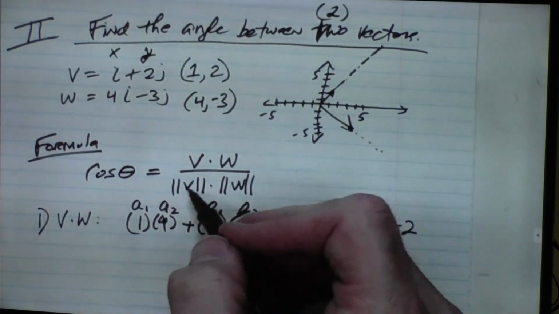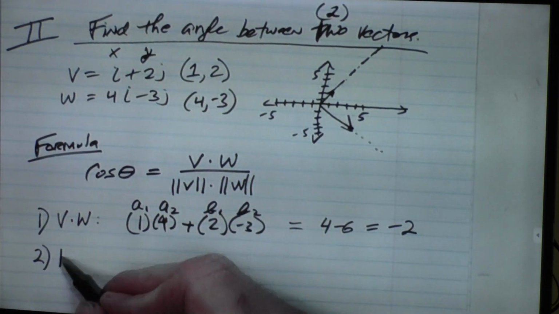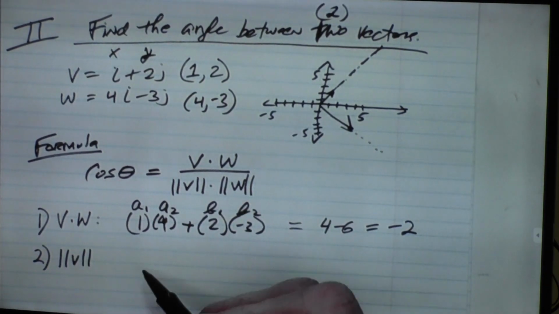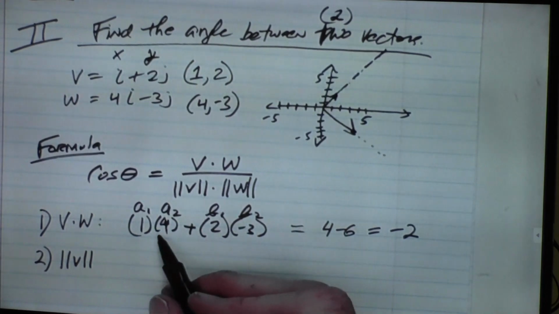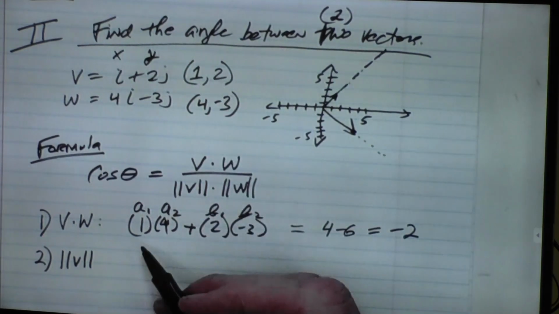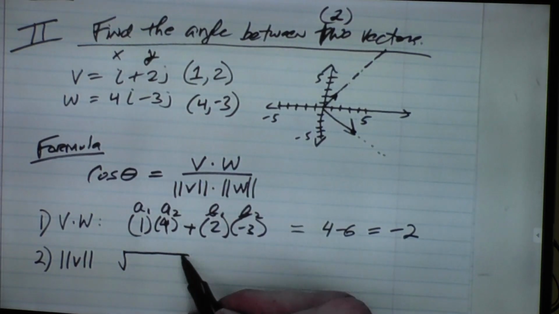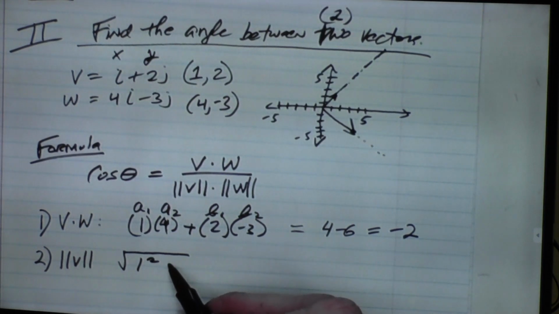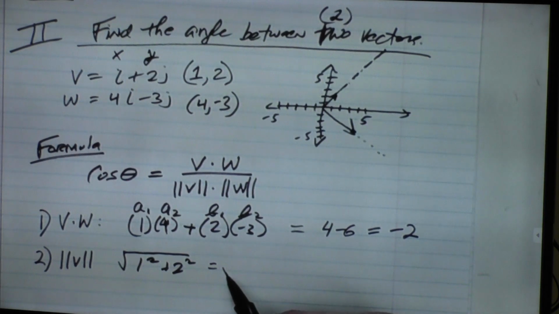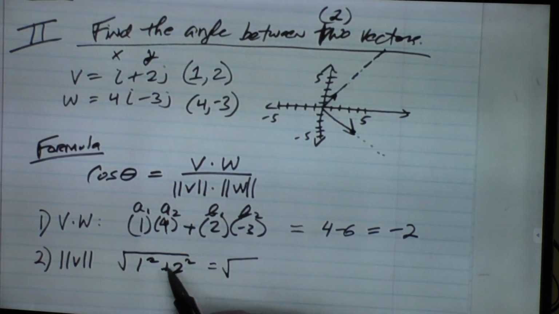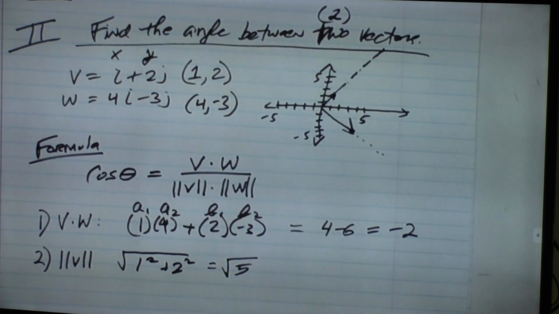So the next thing we need is the magnitude of v. And you get that by essentially finding that distance. We use essentially that distance formula here. What we do is we square these. So it's 1 squared plus 2 squared. Well, that equals the square root of 1 and 4. 4 plus 1 is 5, so that's the square root of 5.